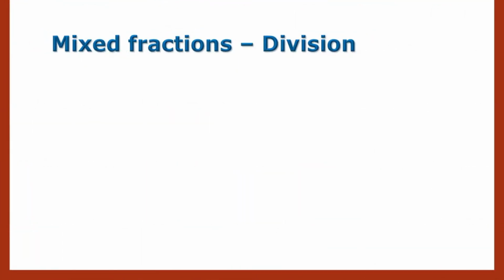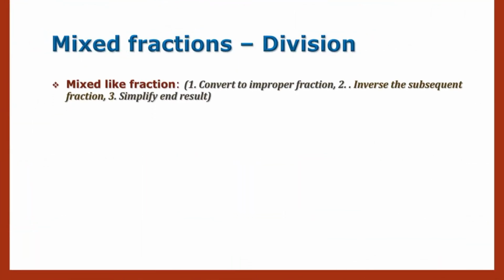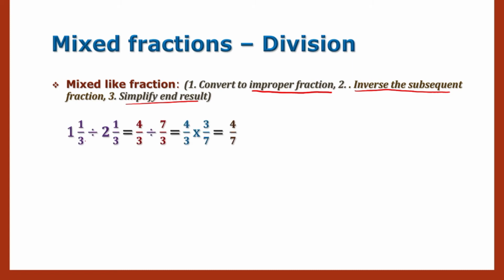Mixed fraction division. Mixed like fractions. Friends, as usual, we always have to convert the mixed fraction to an improper fraction, and then you take the inverse of the subsequent fraction and we simplify the end result. Now let's see an example. 1 1 by 3 divided by 2 1 by 3. The first step is we have to take the improper fraction.